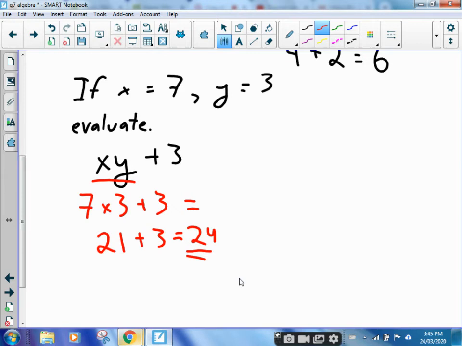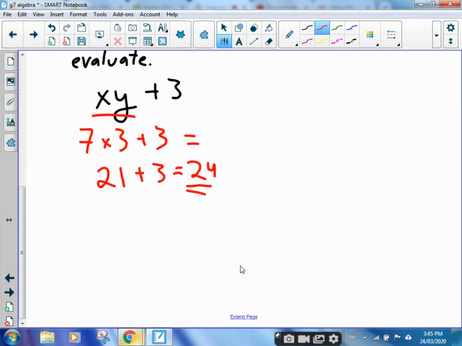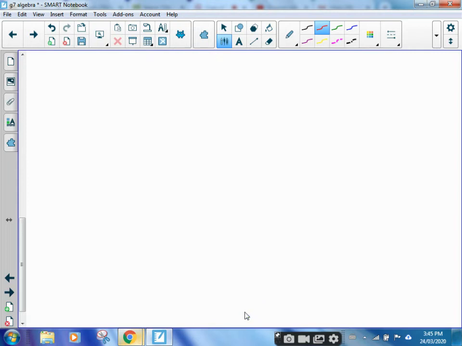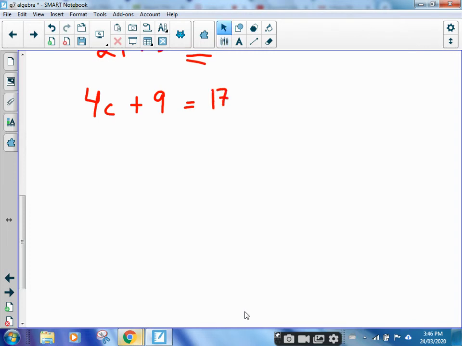Now, when we're solving algebra problems, you can also substitute to test if the work you did when you were solving the algebra was correct. So let's say we have an algebra problem. Let's do one that you guys will not have seen yet. Let's do 4c plus 9 is equal to 17. Okay, so I'm going to solve this problem, and then we're going to use substitution after we solve it to see if it's correct.